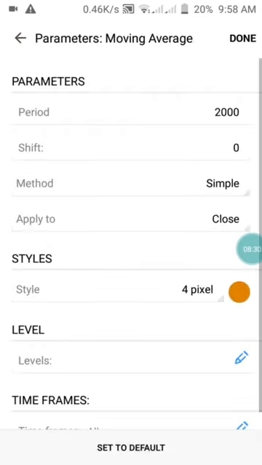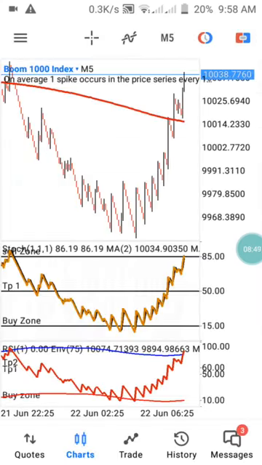I have the moving average. This is the first moving average. I have two moving averages there, which is the period of 2000, and I have the method set to simple. I have apply to close, and you press done, and that second one is period of 1000. You see, you just set it up like this, and you have it on your chart the way I have it here. So guys, exactly what I'm saying: you see the spike keeps on happening above this moving average, but you need to confirm your entry at this particular area.